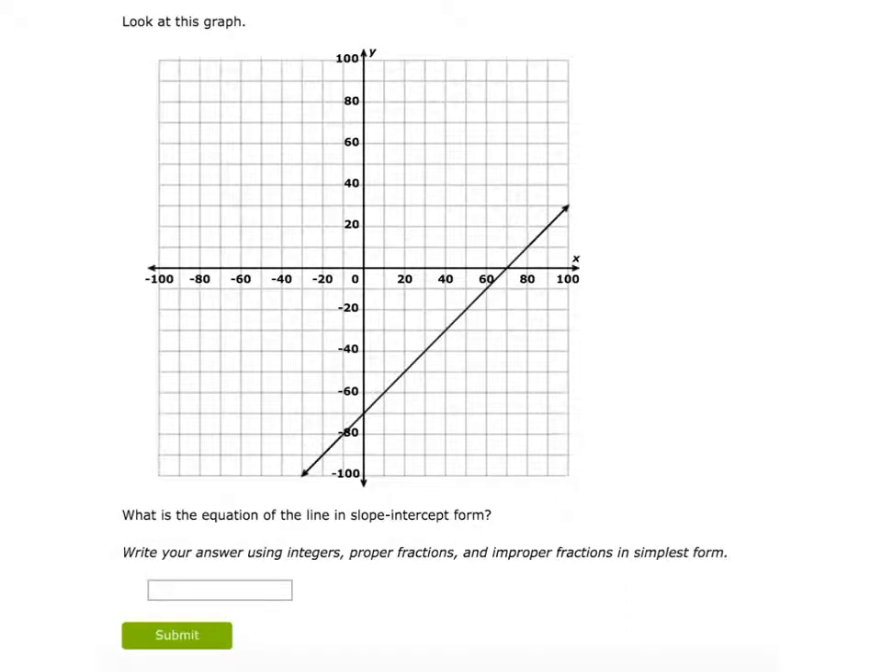Alright, our next step is to take a look at a graph that does not have a y-intercept of 0. Okay, so here we go, directions. Look at this graph. What is the equation of the line in slope-intercept form? So it's saying down here we can use, write your answers using integers, proper fractions, and improper fractions in simplest form. Alright, slope-intercept form is y equals mx plus b.